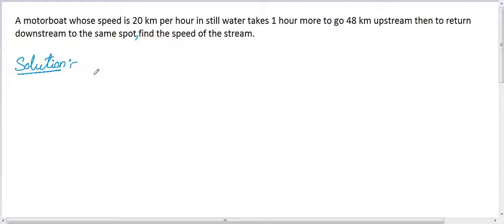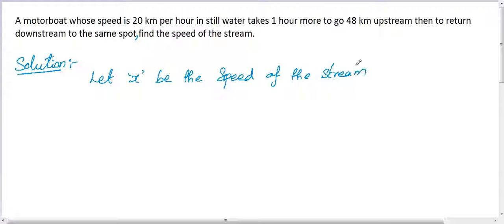So here, the difference between the upstream time and downstream time is 1 hour, which equals 1. So let x be the speed of the stream, and then find the speed of the upstream and downstream separately, and equate the difference of the two times to 1 and solve for x. We know that speed is equal to distance by time.